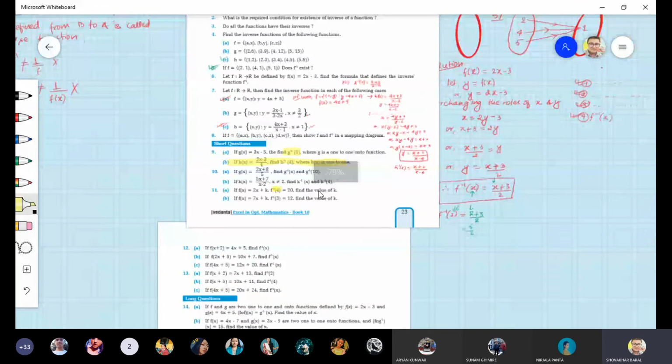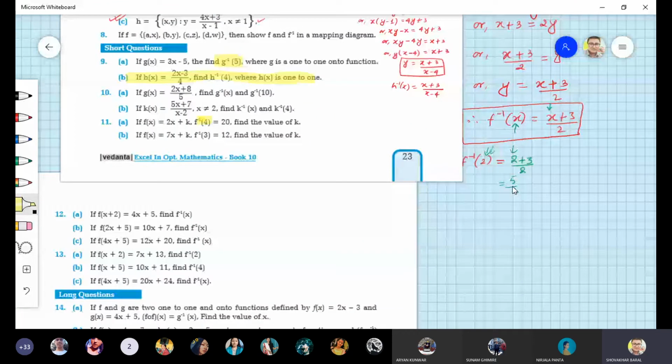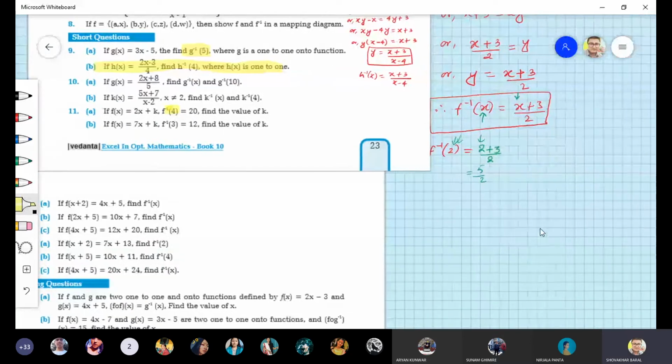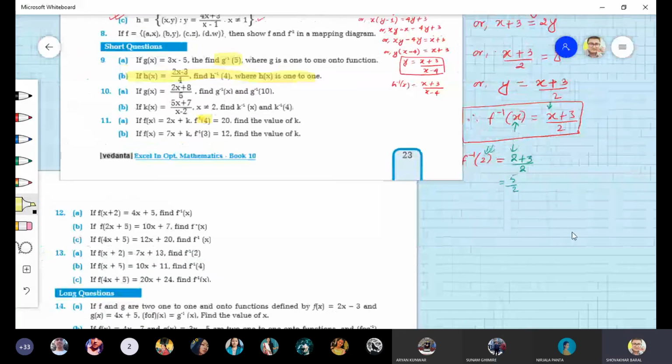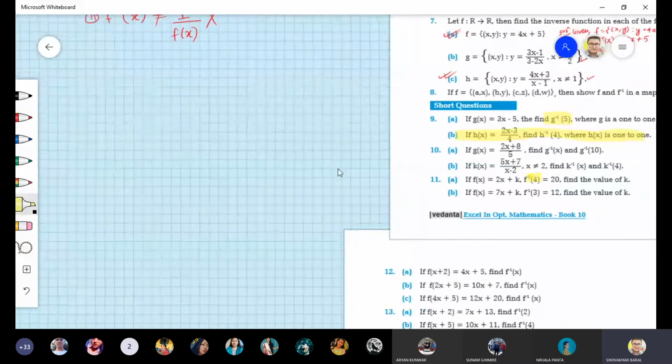Okay, let's solve this. Question number 11A. So solve it right now. If you can solve this, I know most of you can solve it. So let me solve it on this side. I have enough space here. Question number 11A.